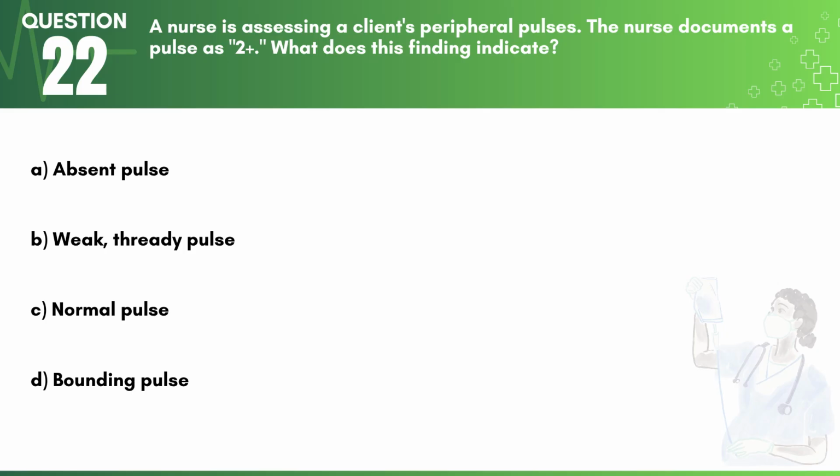Question 22. A nurse is assessing a client's peripheral pulses. The nurse documents a pulse as 2+. What does this finding indicate? A. Absent pulse. B. Weak, thready pulse. C. Normal pulse. D. Bounding pulse.